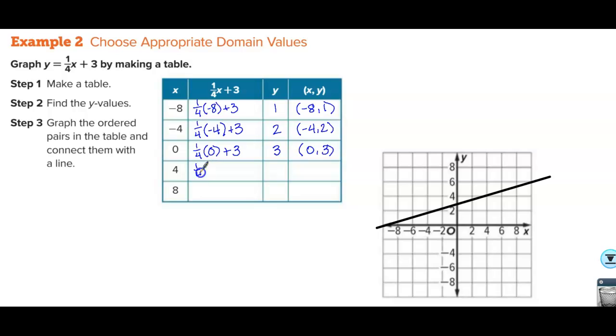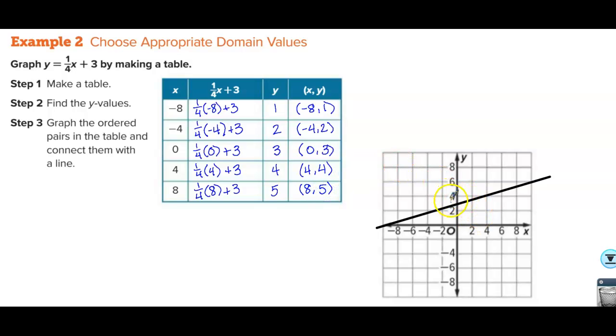1/4 of +4 plus 3. 1/4 of 4 is 1, and 1 plus 3 is 4. Kind of see the pattern here. Some of you would maybe get lazy and just write 5 here. I'm tempted, but 1/4 of 8 plus 3. 1/4 of 8 is 2, of course, and 2 plus 3 is the 5 we expected to get. We would have 8, 5.